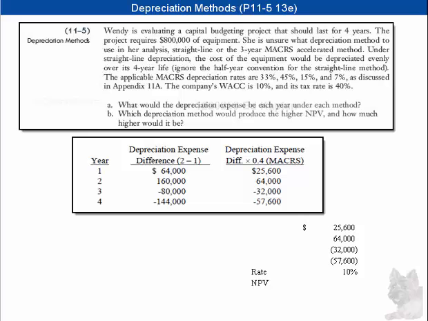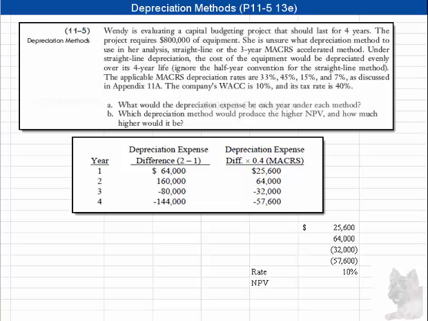Okay, and finally it says what depreciation expense would produce the higher NPV and how much higher would it be? Now I've rearranged the screen a little bit. I removed the solution to Part A and then moved solution to Part B up a little bit. And then I've dropped in those numbers that you see right here into Excel. And this actually is Excel in the background. And in fact, I just turned on the grid lines so you can sort of see that I'm working in Excel here with some images on it.